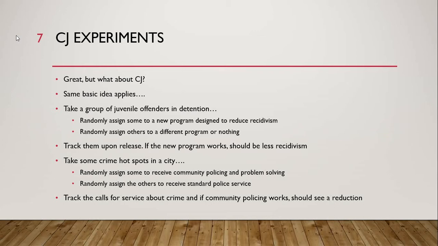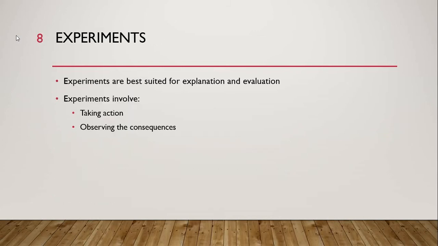So we might take, again, I'll just say 50 violent crime hotspots, and we randomly assign 25 to receive community policing and problem solving. And then the other 25 will just get standard police service. And then we'll track the calls for service and crime reporting over time. And if community policing really works, we should see a reduction of crime in the treatment hotspots that receive the community policing intervention, whereas crime should stay about the same in the control areas. So basically, that's how we use experiments in criminal justice.